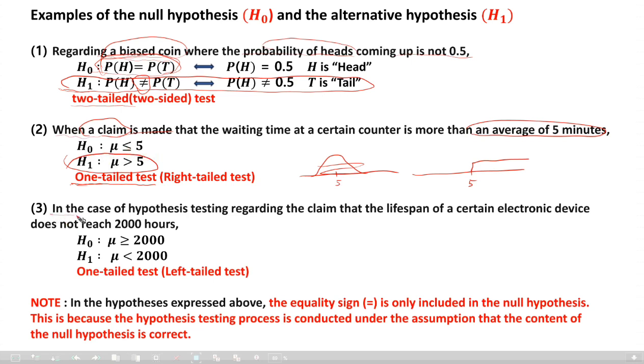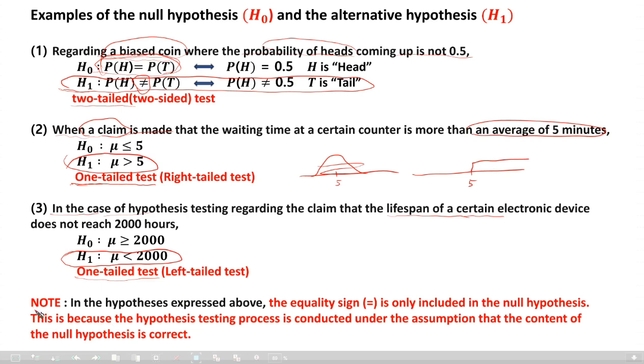One more example. In the case of hypothesis testing regarding the claim that the lifespan of a certain electronic device does not reach 2,000 hours, the claim is this. H1, the alternative hypothesis, would be mu less than 2000. The other side is H0. This is also a one-tailed test, left-tailed test.